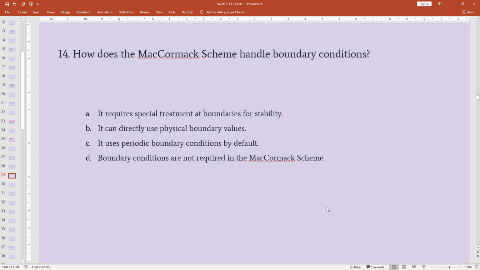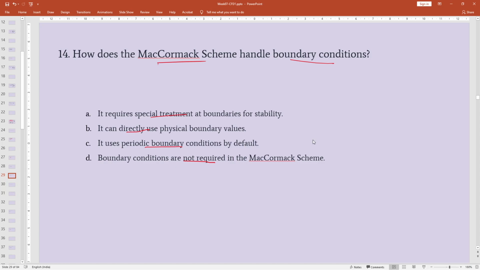Next question. How does the McCormack scheme handle boundary conditions? So the question is on how boundary conditions are handled by the McCormack scheme. Our options are: option A, it requires a special treatment at the boundaries for stability. Option B, it can directly use boundary values. Option C, it uses periodic boundary conditions by default. Option D, boundary conditions are not required in the McCormack scheme. You can try answering the question.